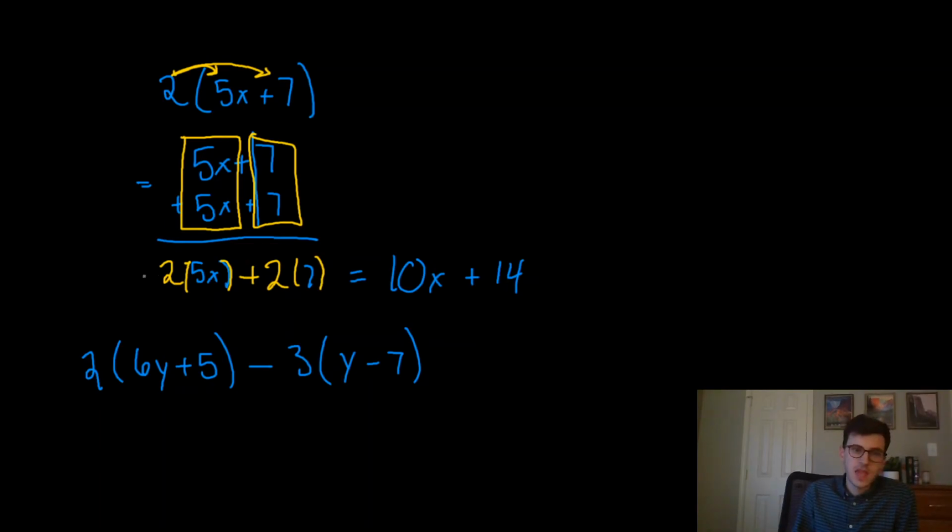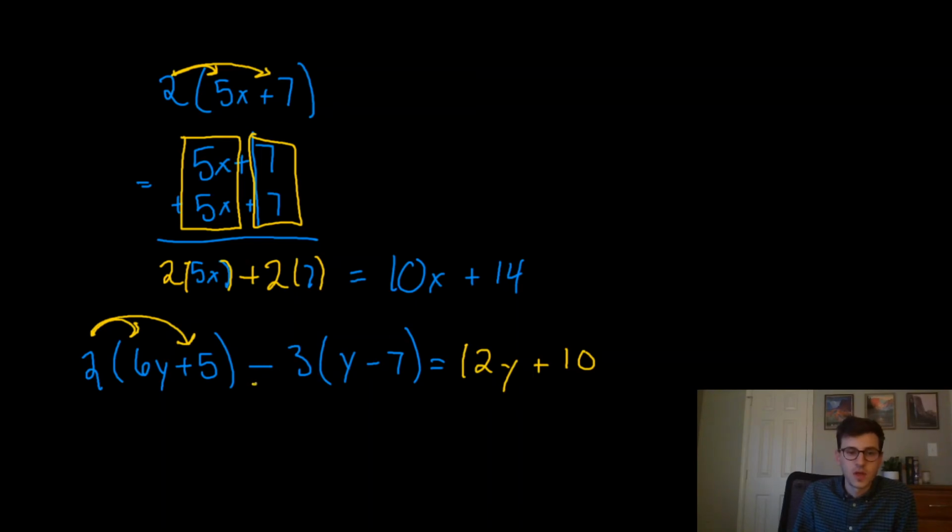Well, the same idea, right? Here, we could write it out like this. We could write out our 2 6y plus 5s, but we get into trouble here when we subtract the 3 times y minus 7. So let's be really careful here. Yes, 2 times 6y plus 5 is, I'll write this in orange to make it stand out. So 2 times 6y is 12y. 2 times 5 is 10. Okay, now we have this tricky part here.